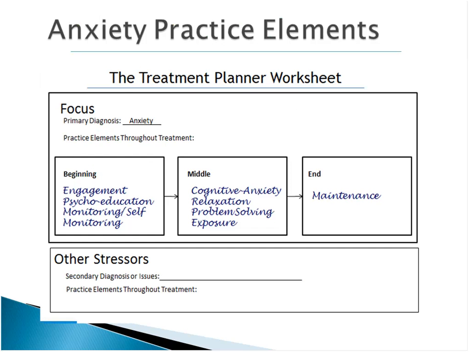So again, here are your anxiety practice elements. This is the treatment planner. Remember how we talked about it: at the beginning, it's the engagement. How do you engage people? Part of it is through the psychoeducation for the child and also the parent or caregiver, monitoring and self-monitoring. Then in the middle phase of treatment, you're really going to look at the cognitive pieces of anxiety, relaxation, problem solving, and exposure. This also gives you the opportunity to list other stressors that are going on, and you would list those down at the bottom.